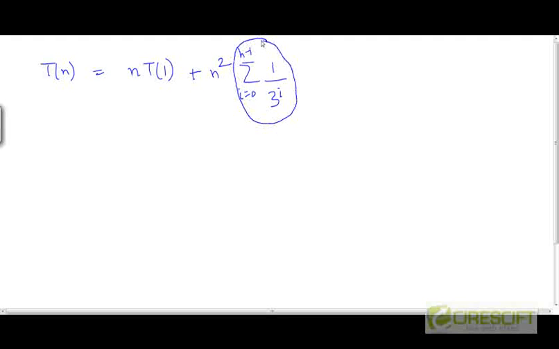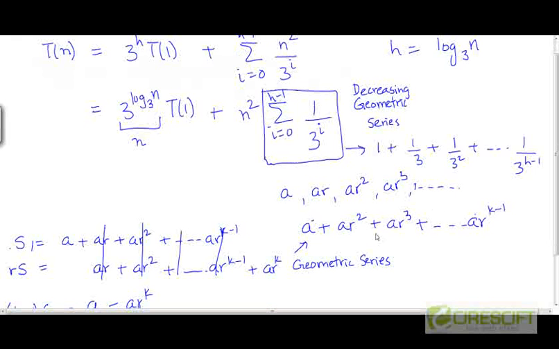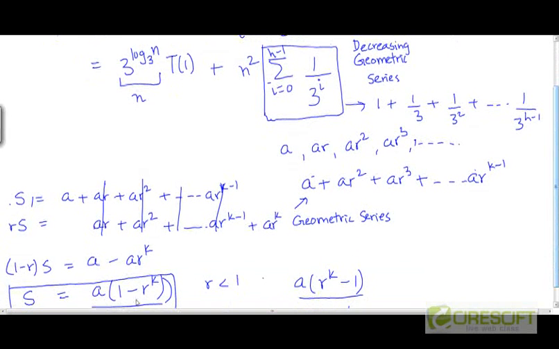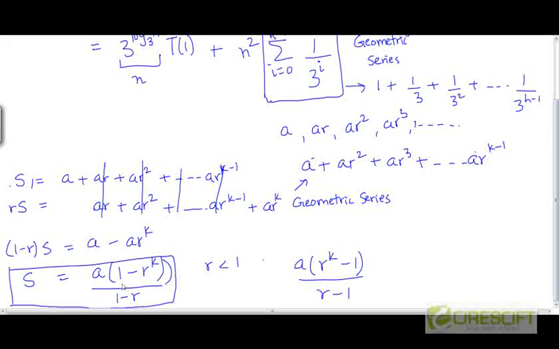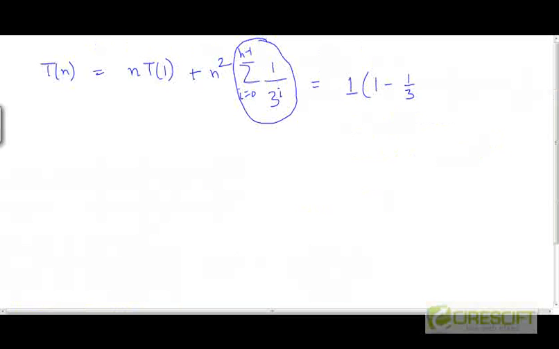Okay, so the value of this series is the first term, which is A, multiplied by 1 minus the common ratio, which is 1 by 3, raised to the power k, which is the number of terms in the series, and the whole thing divided by 1 minus r. So this can be written as 1 by 3, the whole thing raised to the power h, because there are h terms in the series, divided by 1 minus 1 by 3.